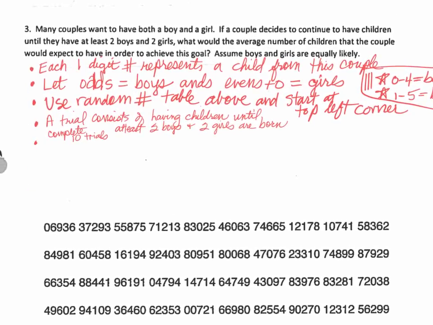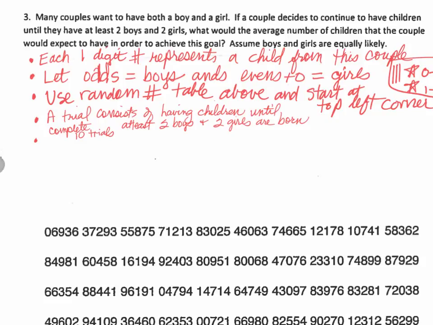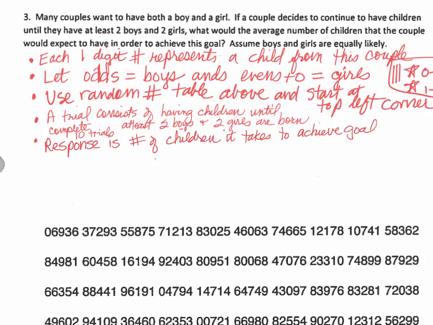I had neglected doing some writing here, so let me fill this in. A trial consists of having children until at least 2 boys and 2 girls are born. And the response, what was my response that I wrote for each trial? The response is the number of children it took to achieve their goal. We'll just call it achieve goal instead of writing at least 2 boys and at least 2 girls every time. I got 4.4, so technically mine was better. And then here we got our statistic.